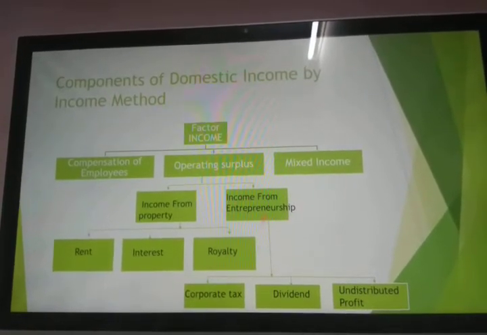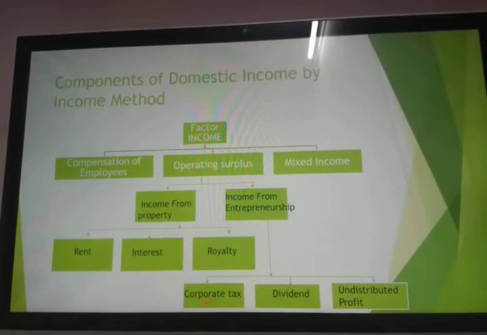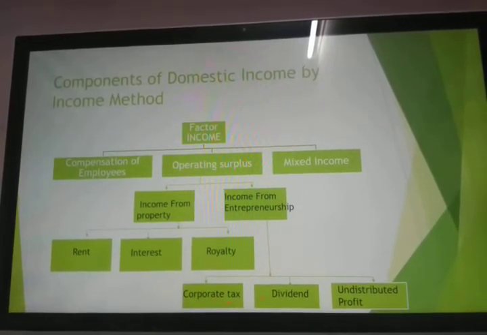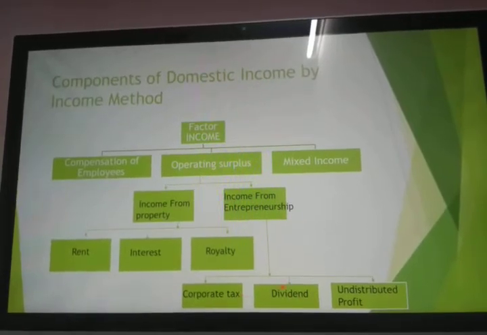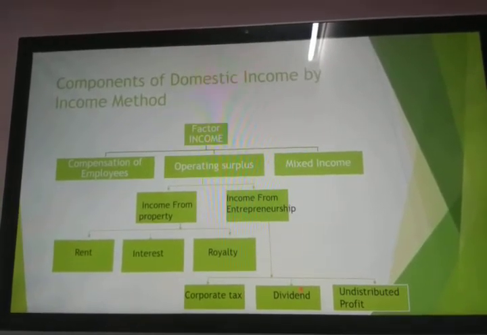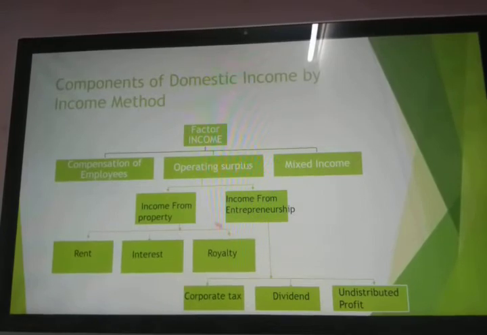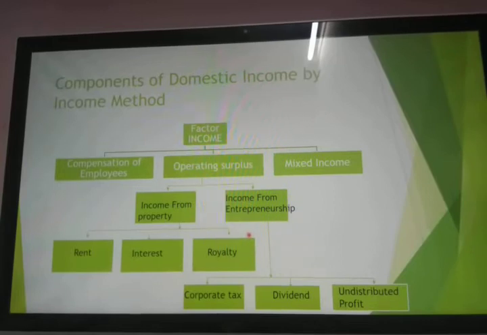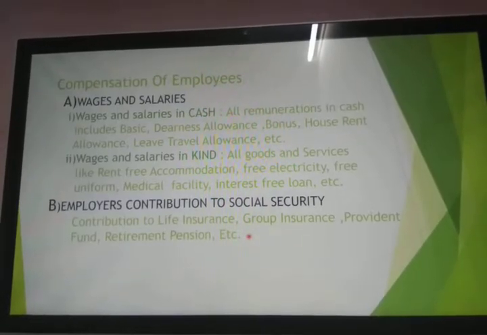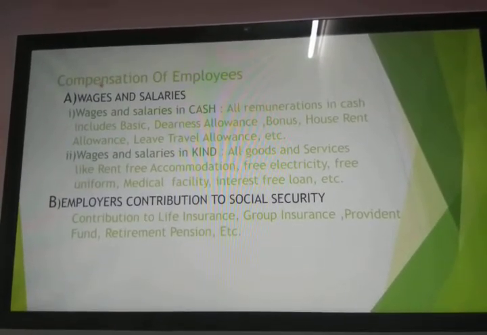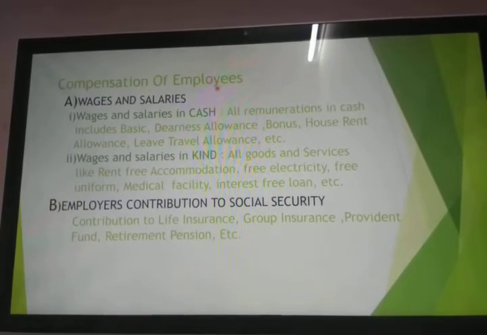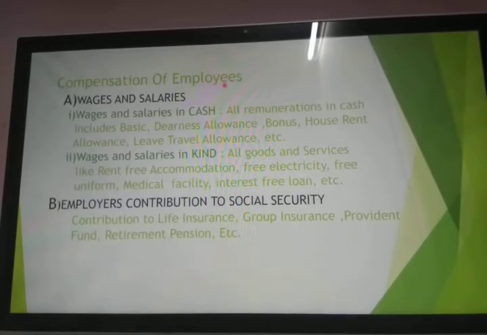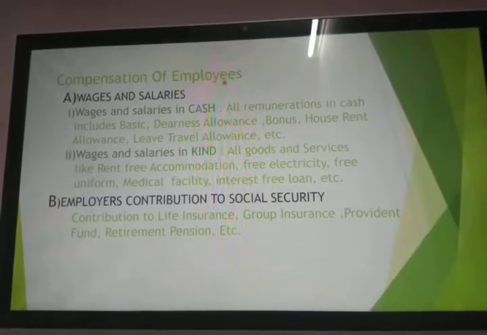Here is your income from entrepreneurship, that is profit, which is further subdivided into three: corporate tax, dividend and undistributed profit. We'll be discussing these heads separately one by one in the slides. So first of all, we will take compensation of employees. As I've already told you, this is the wages given to the employees for their physical and mental work.